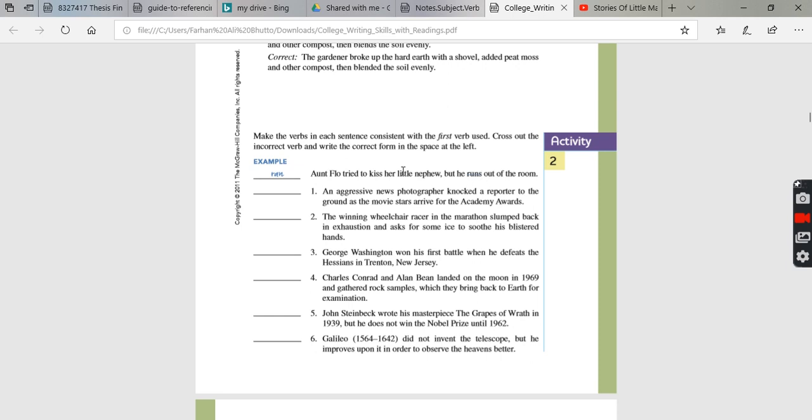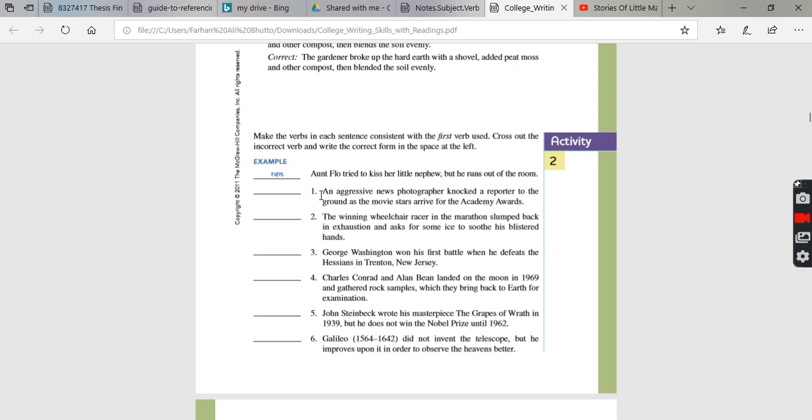So if you see here, Aunt Flo tried to kiss her little nephew, but he runs out of the room. So here we have started with past tense. Aunt Flo tried, which is a past verb, and then but he runs, which is present. So if this is past, this verb has to be in past. So the correct sentence would be, Aunt Flo tried to kiss her little nephew, but he ran out of the room.